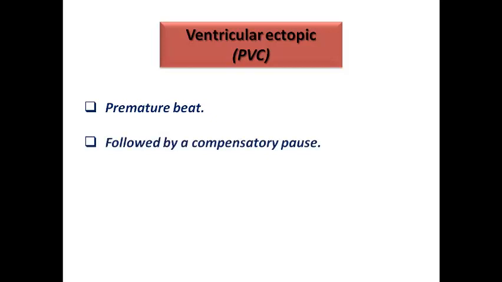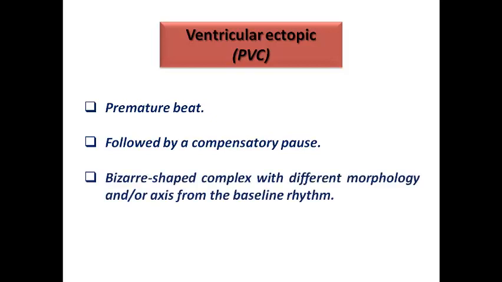Here are the same features as the atrial ectopic, but the difference is that you would see a bizarre shaped complex with different morphology and/or axis from the baseline rhythm. This is expected because the focus is in the ventricle, and so the ventricular depolarization doesn't proceed through the His-Purkinje system as in atrial ectopics. I would expect to see a wide complex because ventricular depolarization is slower through the ventricular muscle fibers than in the His-Purkinje system, and this explains why the complex shows a bizarre shape and wide duration.